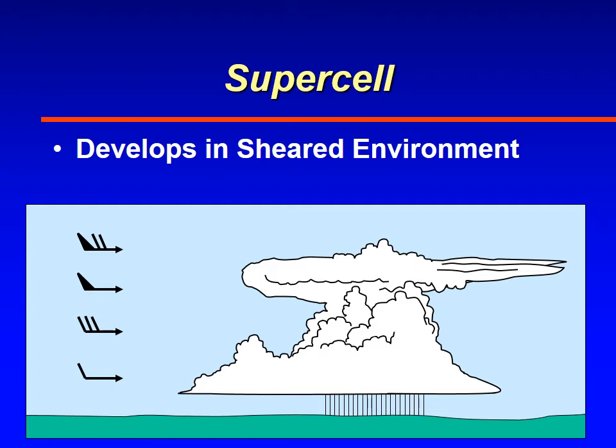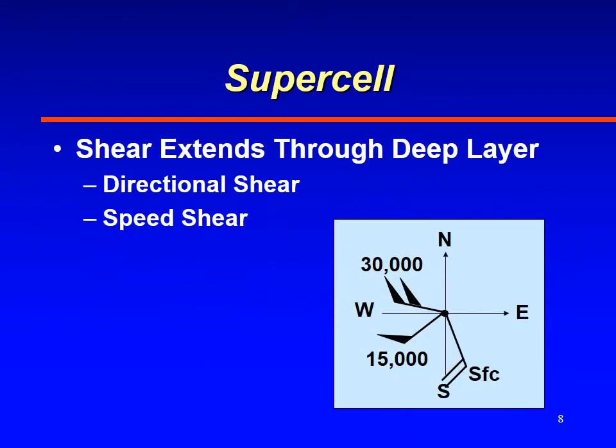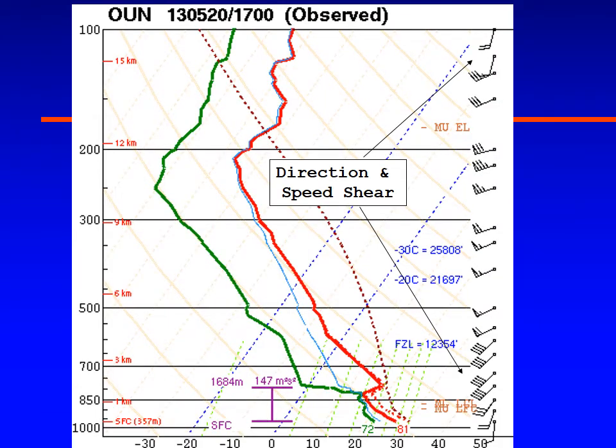They develop in a sheared atmosphere, so the wind changes with height, not only speed, but also you have directional shear. So I'll show you a sounding here from the tornado at Norman, Oklahoma back in 2013. Here you go. Shows you at the surface the winds are out of the south. As you move up through the atmosphere, the winds become from the southwest. And then at the jet stream levels, the winds are more from the west. And that's typical of what you see with supercells.